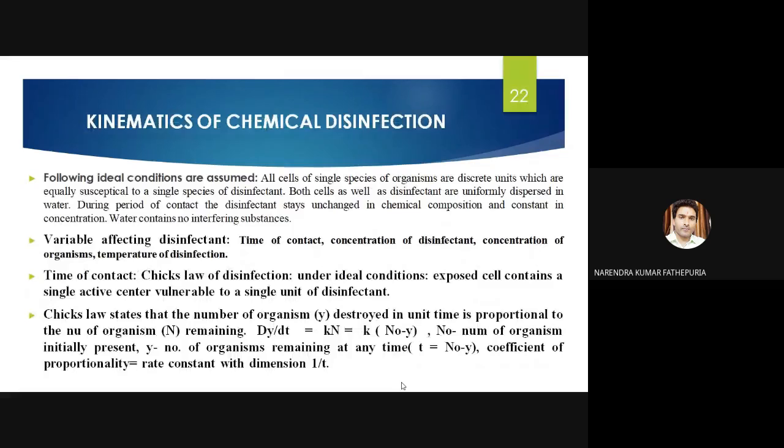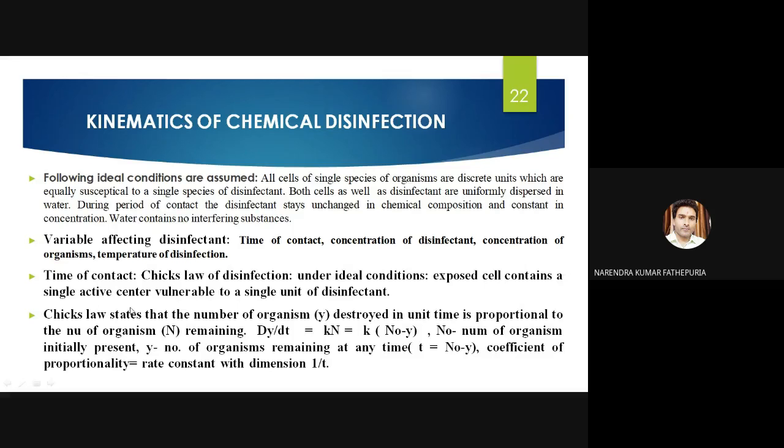You see the kinetics of chemical disinfection. All cells of a single species of organism are discrete units which are equally susceptible to a single species of disinfectant. Both the cells as well as the disinfectant are uniformly dispersed in the water. During the period of contact, the disinfectant stays unchanged in chemical composition and constant in concentration. Water contains no interfering substances. So this is the time of contact. This is Chick's law of disinfection under ideal conditions.